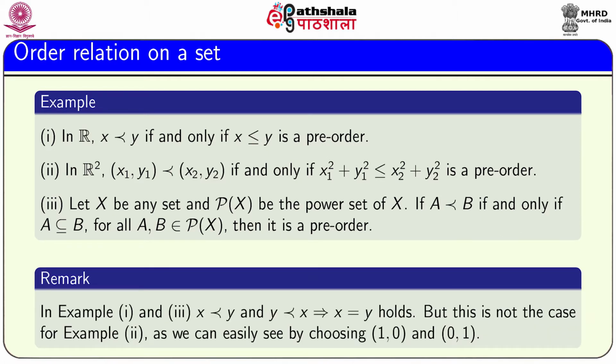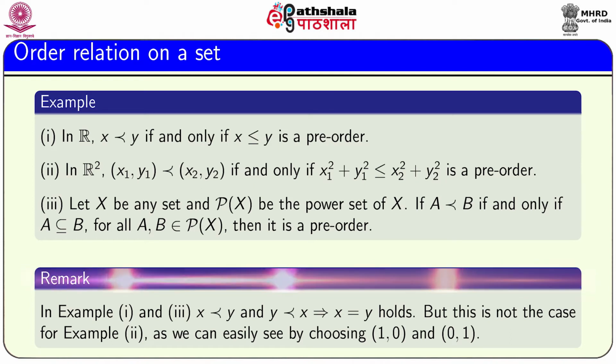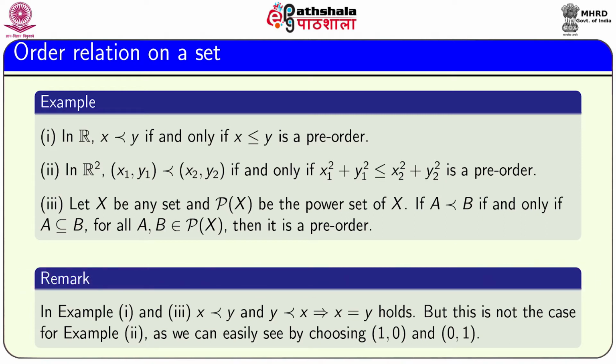If we observe examples 1 and 3, one very interesting thing happens: x ≺ y and y ≺ x both imply that x is equal to y. But in the second example, this is not the case. If we choose the points (1,0) and (0,1) from R2, then of course 1² + 0² ≤ 0² + 1², and similarly 0² + 1² ≤ 1² + 0², but still the points (1,0) and (0,1) are two distinct points in R2.